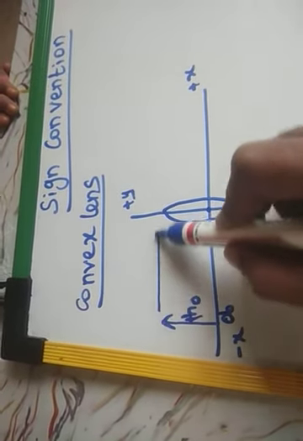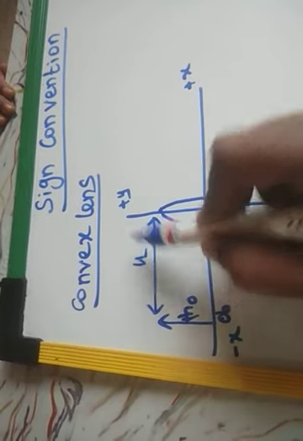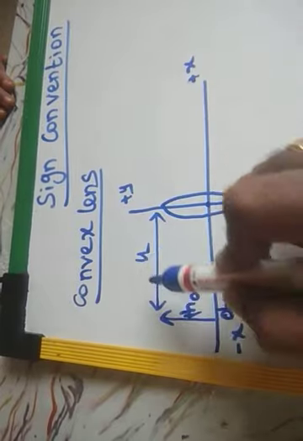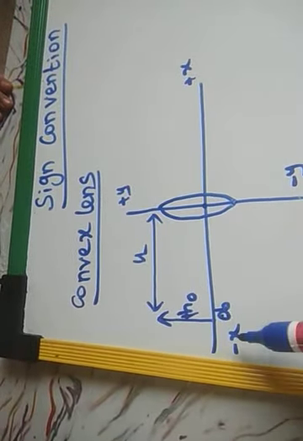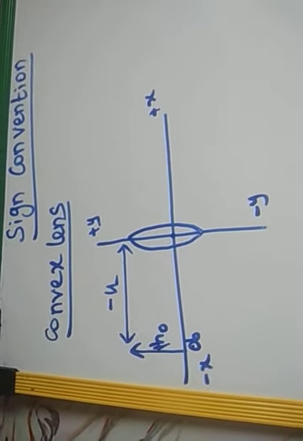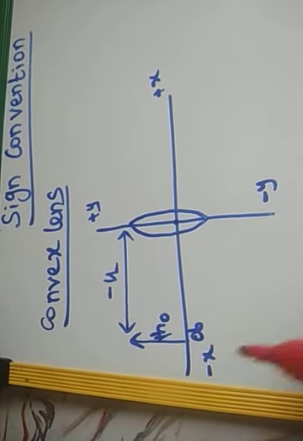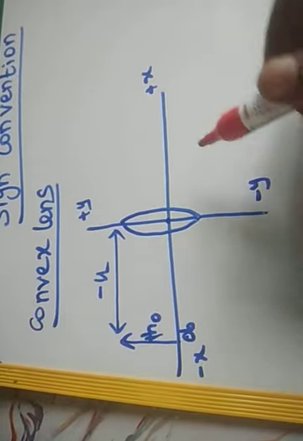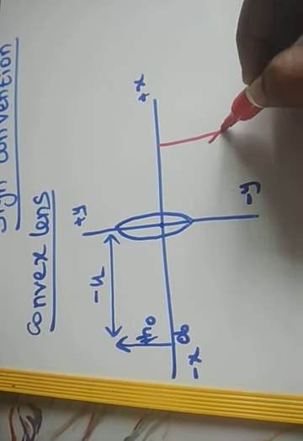The distance between the object and the lens is called the object distance. This object distance is denoted by the letter u. That is along the horizontal negative x-axis, so it is minus. What will happen when the object rays fall on the convex lens? They will converge at one particular point. The image formed will be real and inverted.